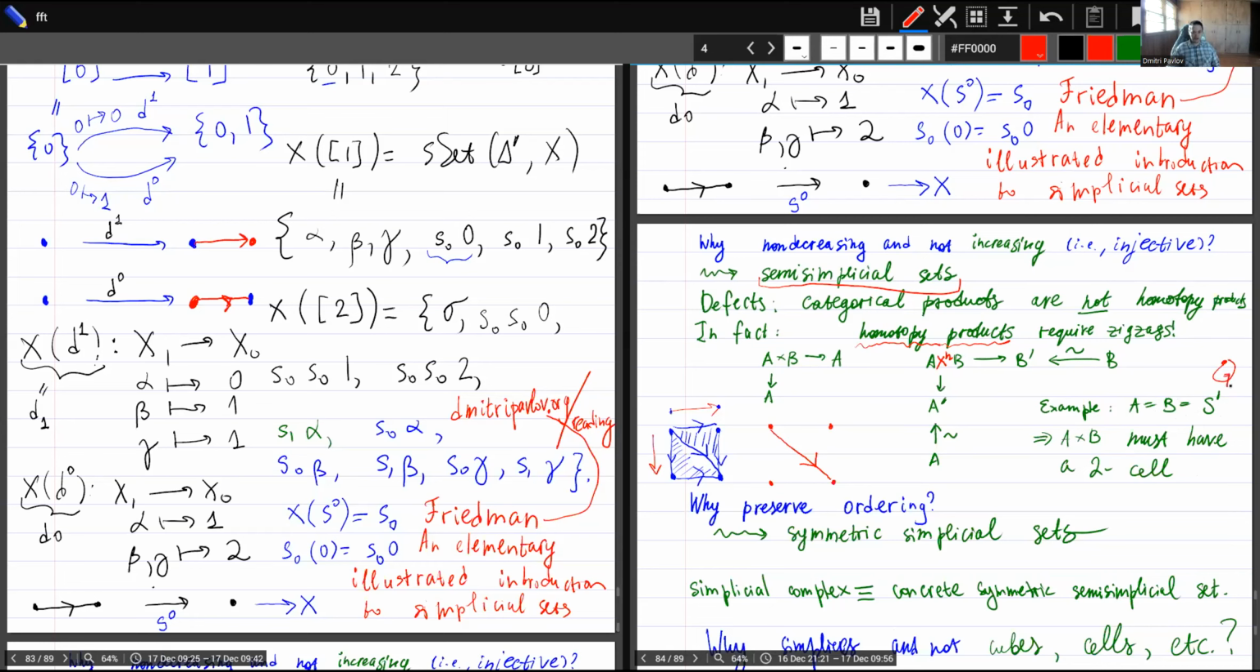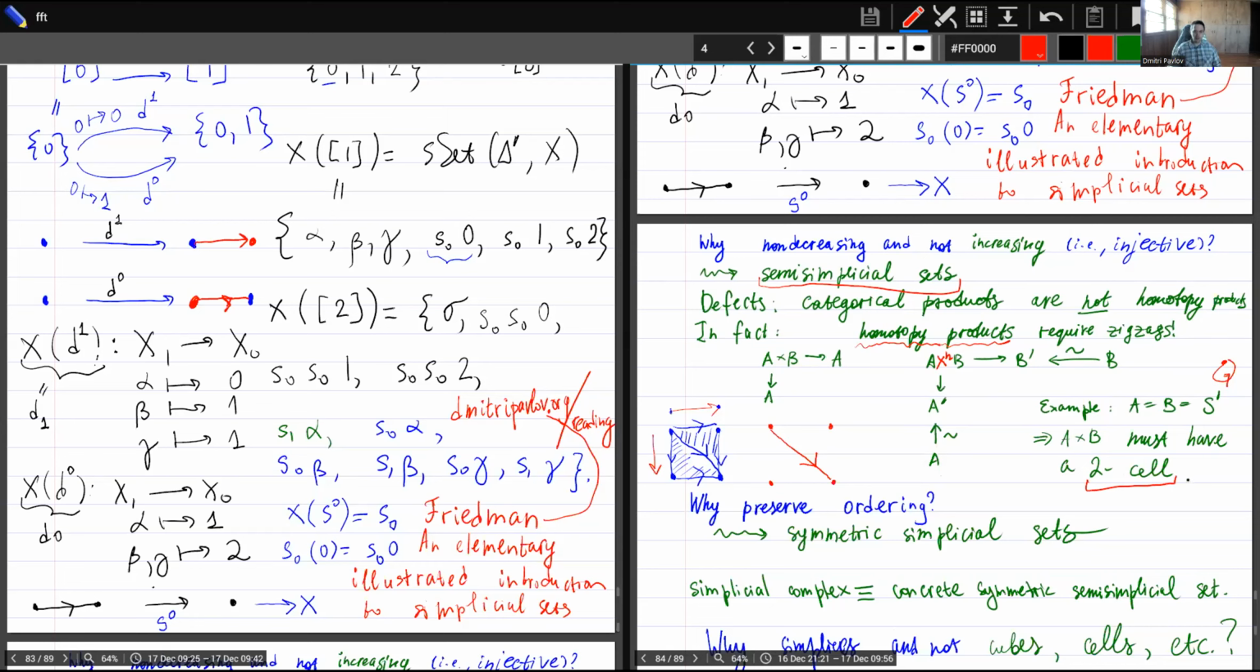The product of a circle and a circle is a torus, and a torus is a two-dimensional object. It must have at least one two-dimensional cell, which means that there is no projection map from a torus, which has a two-dimensional cell, onto something one-dimensional, like a circle.